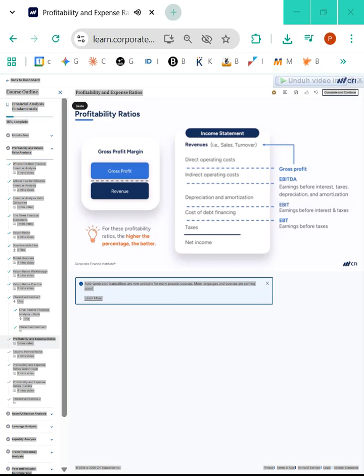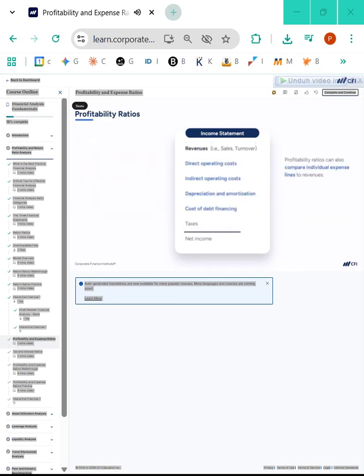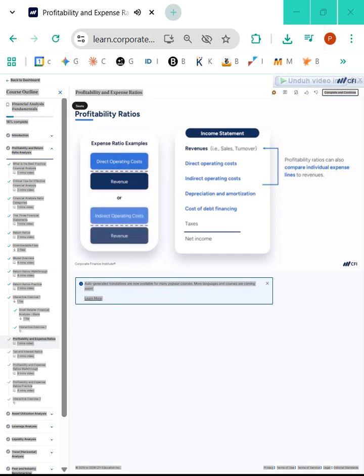We can also compare individual expense lines to revenues as part of our vertical analysis. For example, direct operating costs divided by revenues, indirect operating costs divided by revenues, and so on. For these expense ratios, the lower the number, the better.